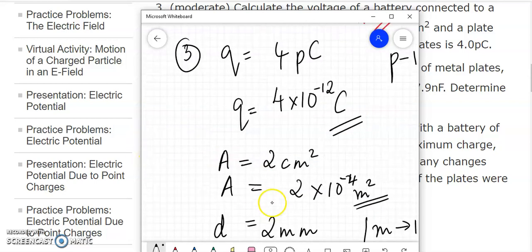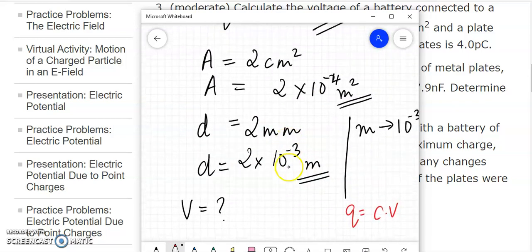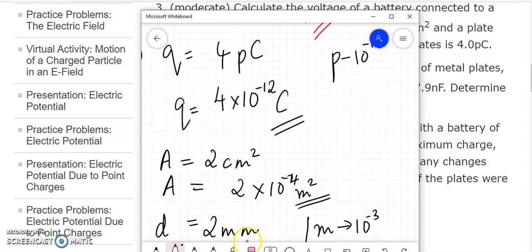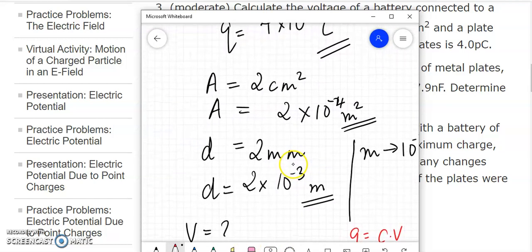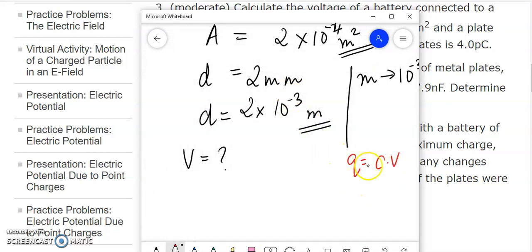Now it's asking you to calculate voltage. So we need to calculate voltage, and we don't know. So we know that there is one formula to calculate voltage, which is Q is equal to C times V. So can we use this? Because we have Q, but no, we are not given C. So we cannot use this formula because we only have Q. So C is not there and voltage is not there.